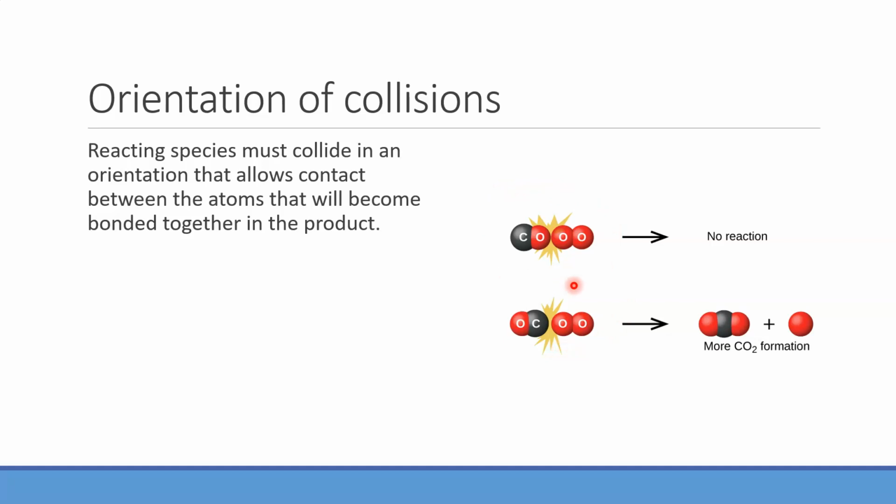If the molecules collide in this orientation, there's no bond that's going to form between these two atoms. So in order for the reaction to happen, the collision needs to be between the correct atoms. So the orientation of the two reactant molecules matters in order for the reaction to proceed.